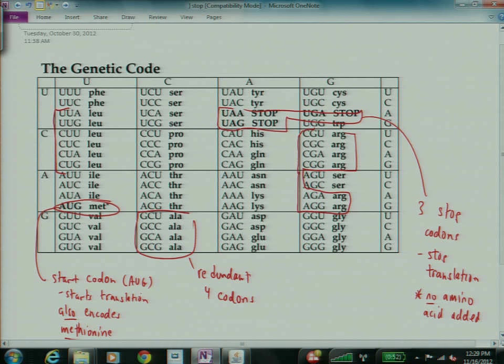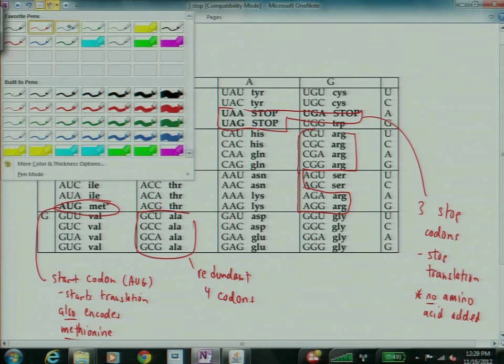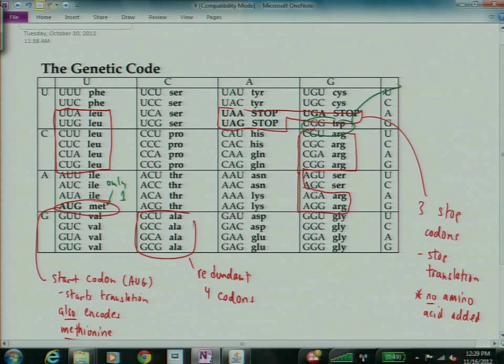How about the small numbers? Let me give somebody some credit for this. How about a small number? Adrian, are you here? Tell me, somebody's got a small number. Methionine has got only one. How about another one that's got only one? Tryptophan, right? So there are some that have only one. Thank you, Adrian. Let me do that in a different color. So the green one, this one has only one, and Trp has only one.